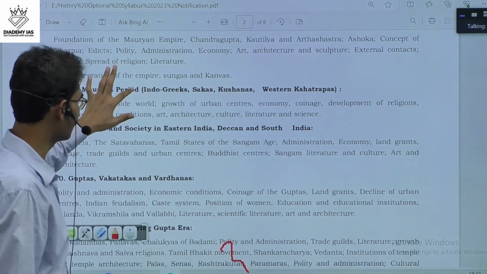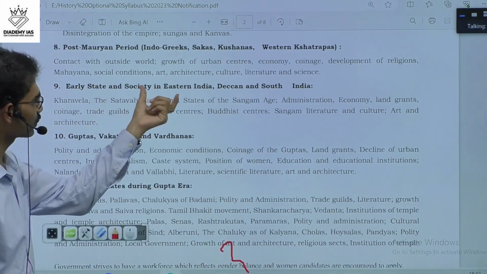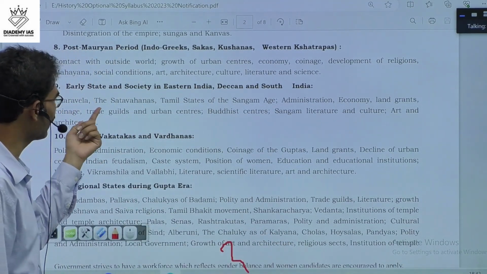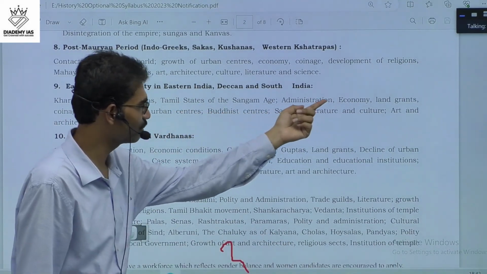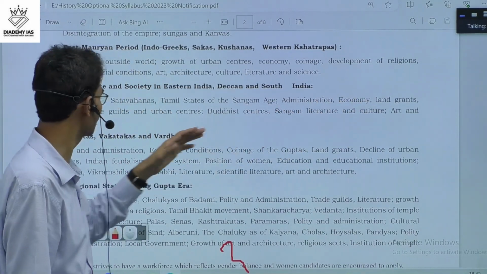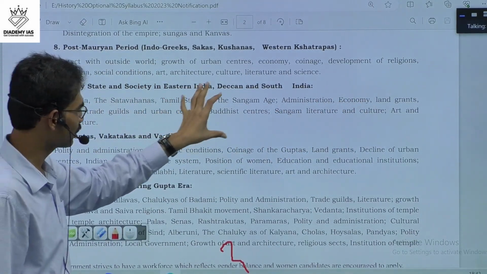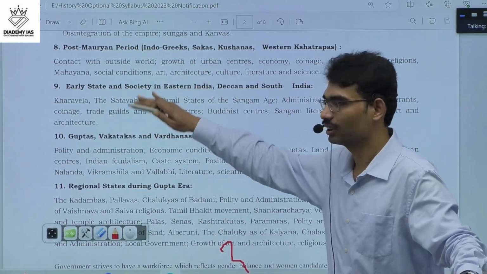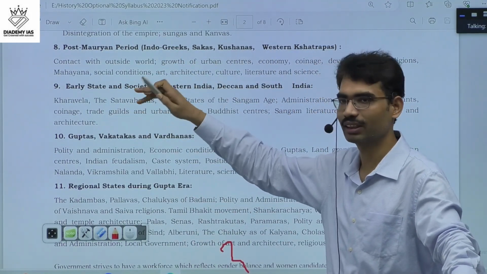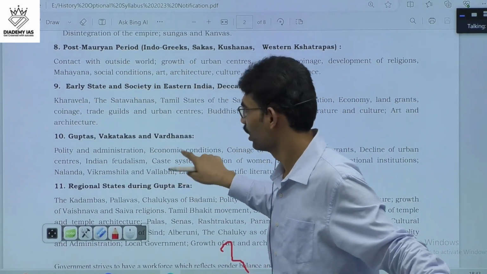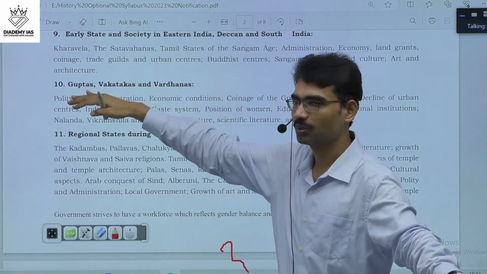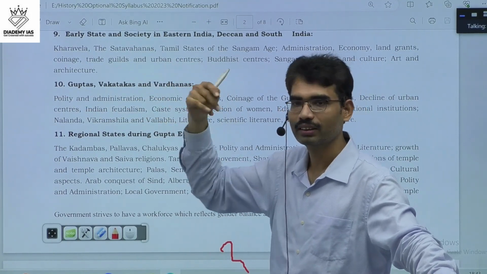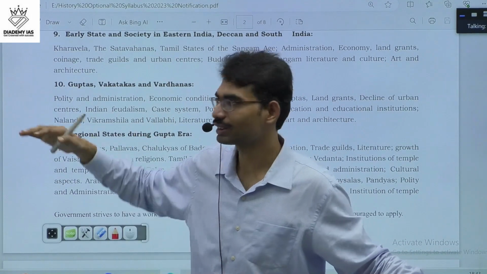Now when it comes to 9th one, early state society in eastern India, different geographic location. Story remains. Kharavela, Shatavahana, Tamil states of Sangam, administration, economy, land grants, coinage, trade guild, urban center, Buddhist, Sangam literature. Whatever you take, again and again, we are going to study about the similar things in this particular location. Once after post-Mauryans, Guptas will come, Vakatakas, Vardhanas. Then you need not to even worry about the syllabus also.